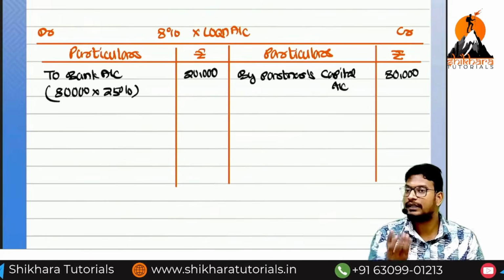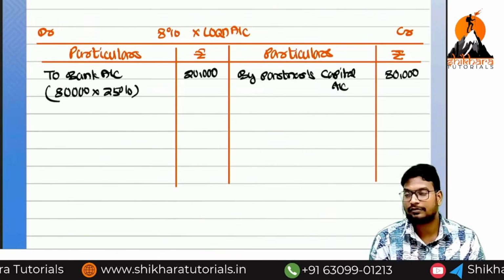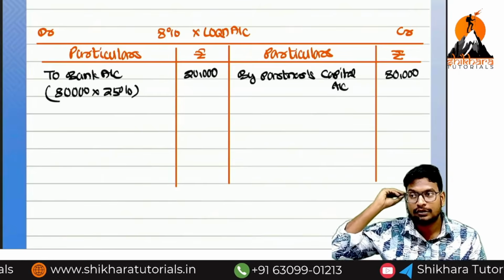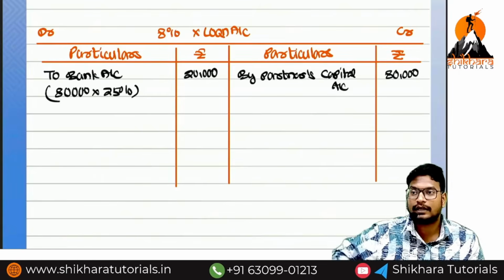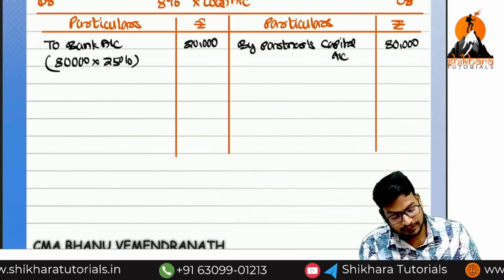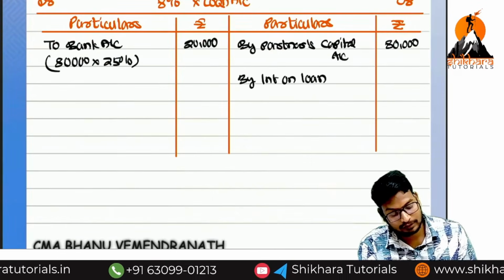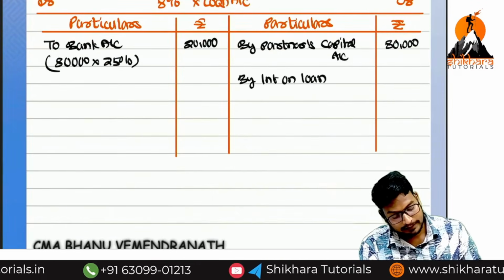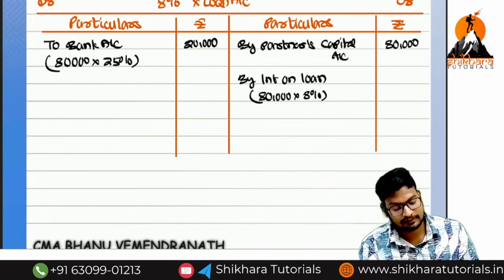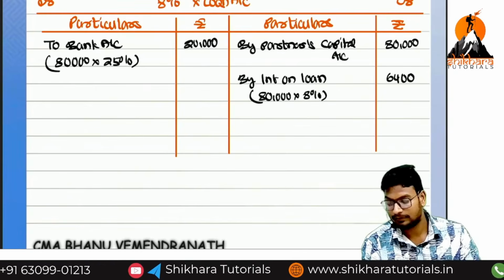For example, normally if we take any loan, what do we need to do? We need to pay the interest. So every year our father will pay the interest. If the interest was not paid, what do we need to do? What will the lender do? The lender will add it to the loan account. So here also we need to add. What do we need to write? By interest on loan account. How much? 80,000 into what is the rate of interest? 8%. That is equal to 6,400. Okay, guys?